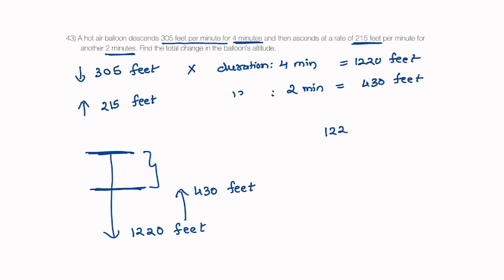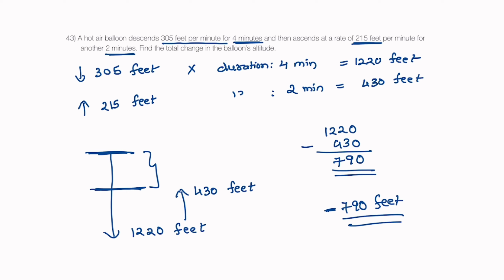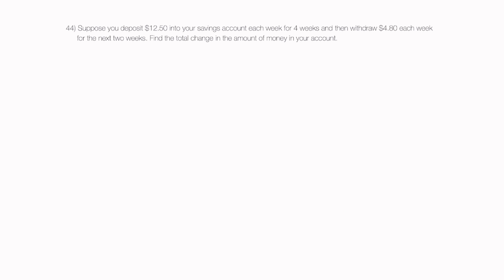So it's 1220 minus 430, which is 790. This is something that you can do even mentally. So what's the position? The answer is going to be 790 feet below where it was. So that's why I've written this. Ready for the next one.